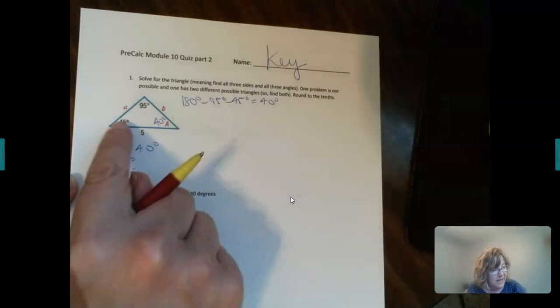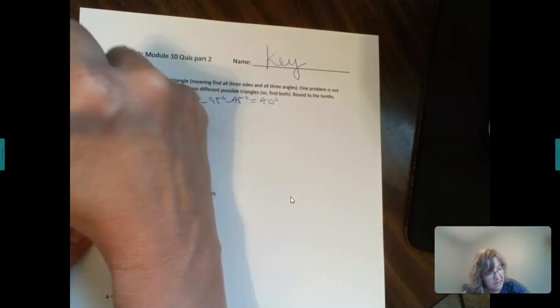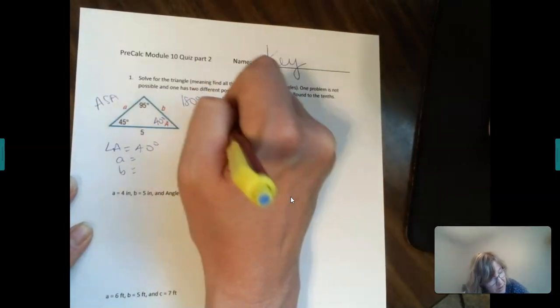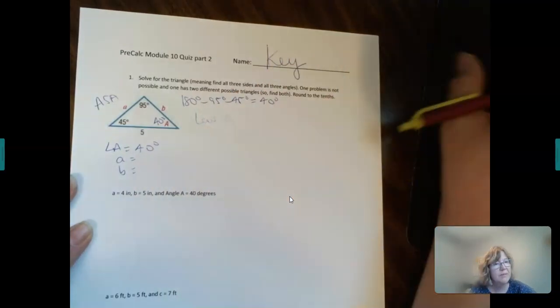Okay, so now I need to figure out these two sides. So I have angle, side, angle. So this is a law of sines. So law of sines, and of course, I'm going to pause a second.